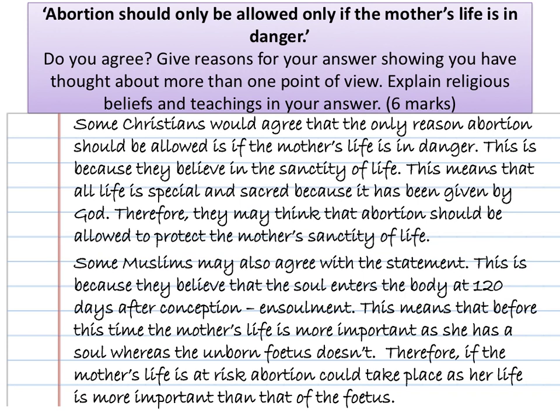Some Muslims may also agree with the statement. This is because they believe that the soul enters the body at 120 days after conception, ensoulment. This means that before this time, the mother's life is more important as she has a soul, whereas the unborn fetus doesn't. Therefore, if the mother's life is at risk, abortion could take place as her life is more important than that of the fetus.